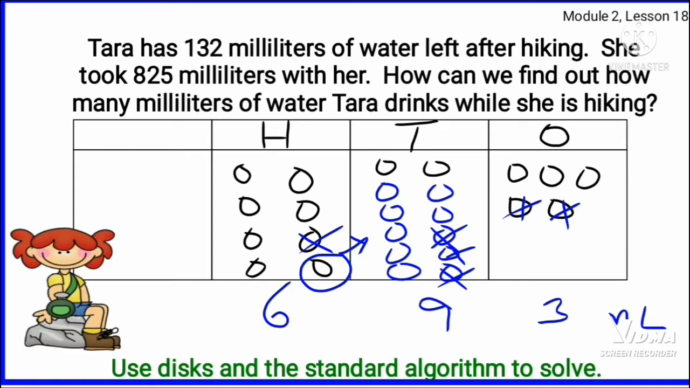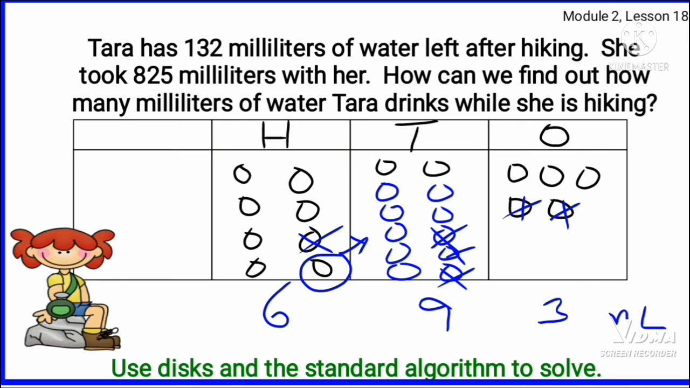Let us solve some word problems. Tara has 132 milliliters of water left after hiking. She took 825 milliliters with her. How can we find out how many milliliters of water Tara drinks while she is hiking? Is there a way to find out? Of course.